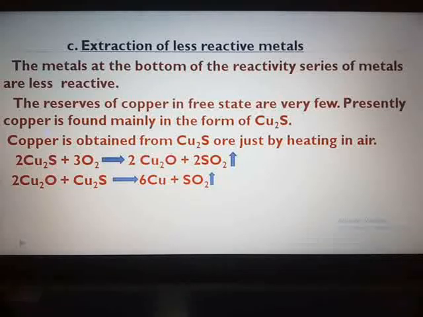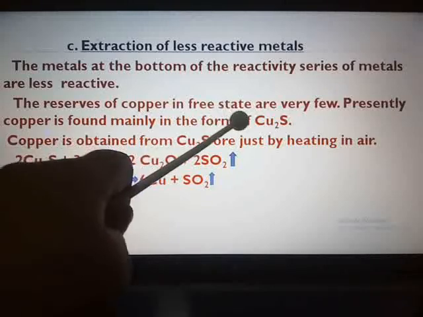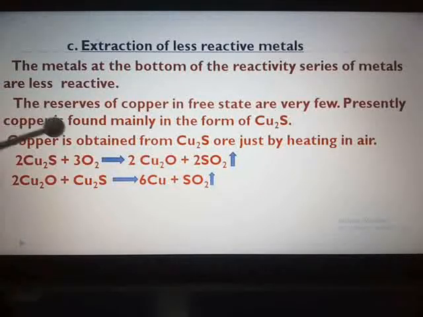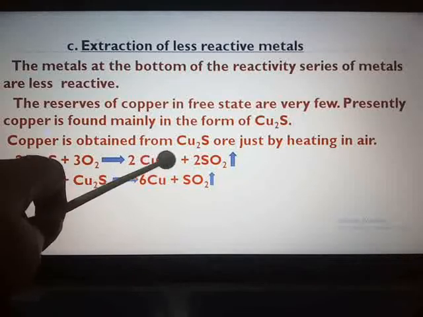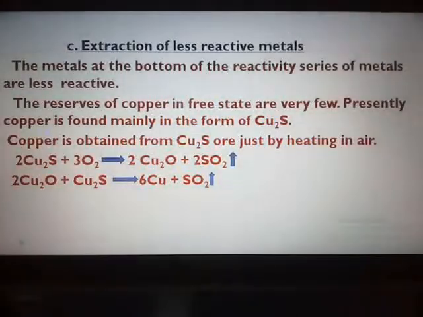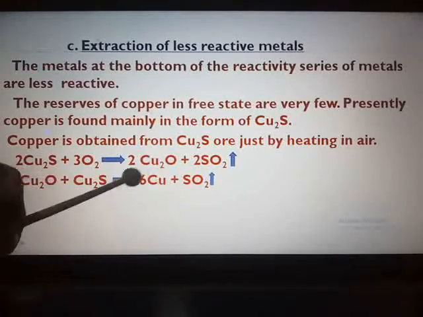These metals are found in the free state in nature, and hence their extraction is not very difficult. The reserves of copper in the free state are very few, so presently copper is found mainly in the form of copper sulfide. Now how is copper obtained? We have taken an example of a less reactive metal, that is copper. It is obtained from copper sulfide by just heating in air. So 2Cu2S, heating in air means combining with oxygen, forms Cu2O, that is its oxide, plus liberation of sulfur dioxide gas. Now this copper oxide, when treated again with Cu2S, you will get copper with the liberation of sulfur dioxide.